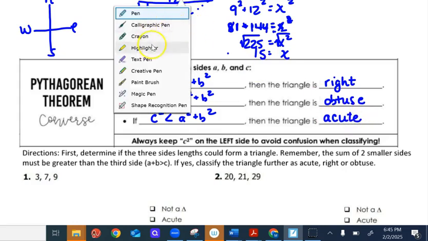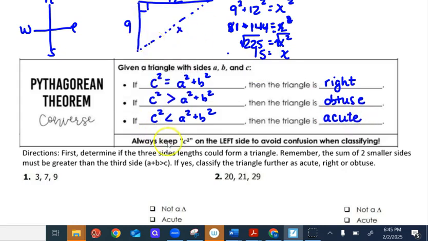One very important thing to keep in mind is always keep that c squared on the left side when you're trying to determine what triangle it is, so that you don't mess up these symbols. All right, c squared has to be less than the rest for it to be acute. C squared has to be greater than the rest for it to be obtuse.